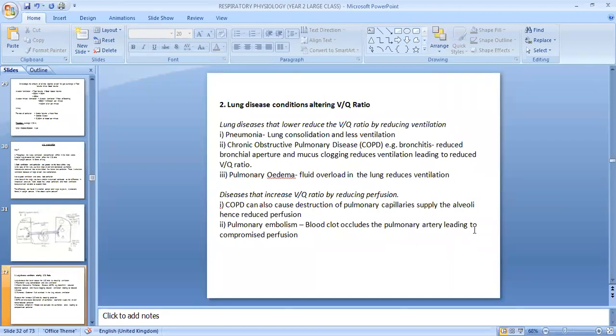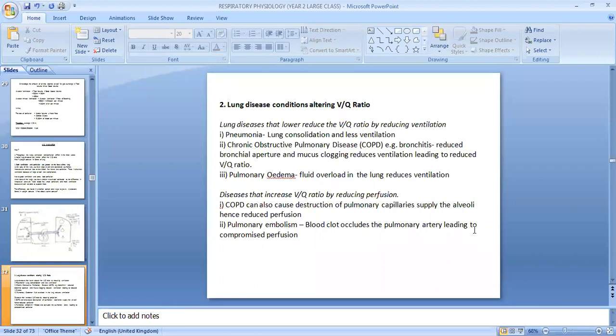There are diseases that increase the VQ ratio by reducing perfusion. When you reduce the perfusion, the denominator, of course, the VQ ratio will go up. One again is COPD. COPD is in both, but in this case, COPD can cause destruction of the pulmonary capillaries supplying the alveoli, hence reduces perfusion. That is the terminal end of bronchitis, for example. The terminal end result of long-term COPD is destruction of the pulmonary capillaries supplying the alveoli, and therefore it reduces perfusion. And when you reduce perfusion, the VQ ratio starts going up. Initially, during COPD, it is the decreased ventilation causing a decreased VQ ratio.